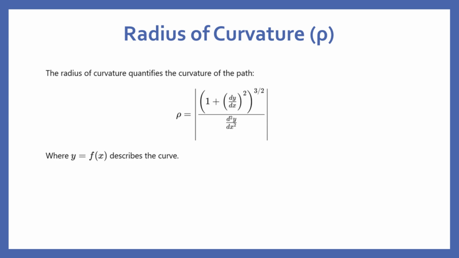In simpler terms, if you have a curve described by a function y equals f of x, the radius of curvature tells you how tight the curve is at any given point. It's a critical concept in fields like road design and roller coaster engineering, where smooth and safe curves are essential.